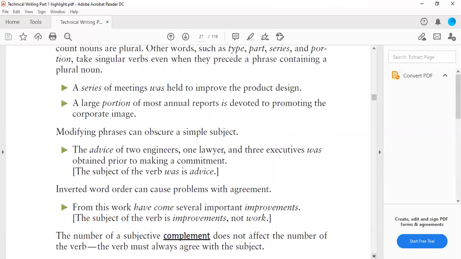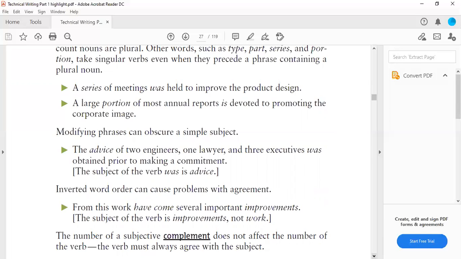A large portion of most annual reports is devoted to a promotion of corporate image. Again, here we use is because portion is singular. And look at the beginning of the sentence, by the way. We have the indefinite article a, and a refers to a singular subject.